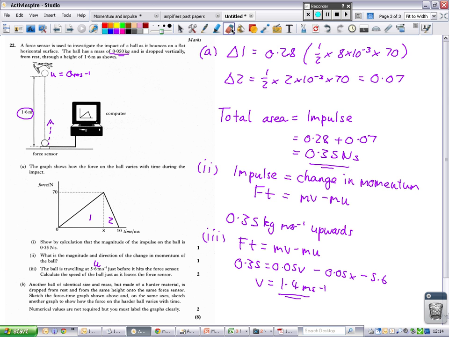The last part there, another ball of identical size and mass, so same size, same mass, but made of a harder material, is dropped from rest from the same height onto the same force sensor. It's one of those typical questions on the end there where one thing has changed and everything else is kept the same, and you've got to try and figure out how that affects the results that you would get. So sketch the force time graph that's shown there, so this one that we've got here. So I'll just scrub this stuff out and I'll draw my graph on top of that.